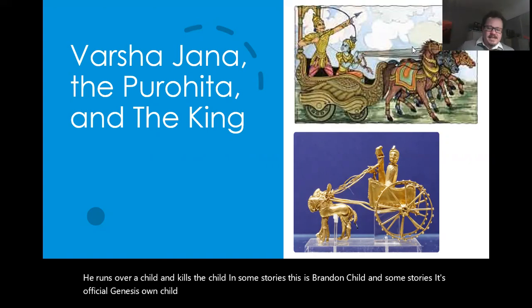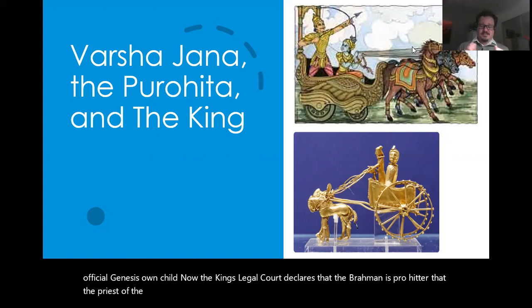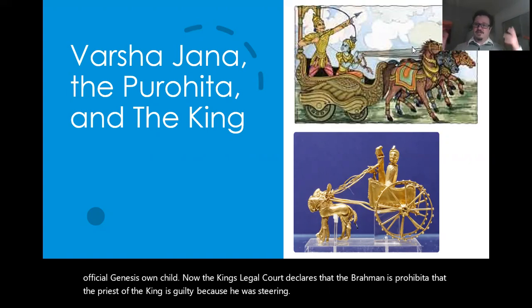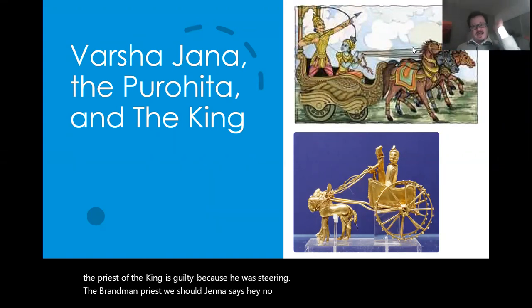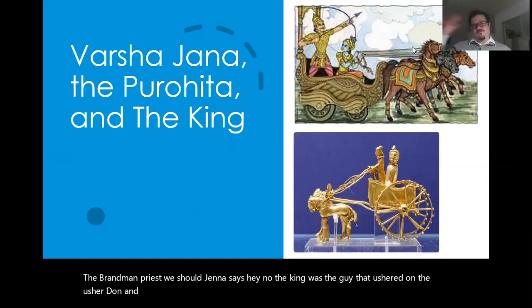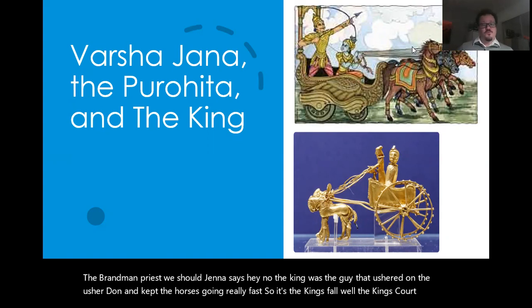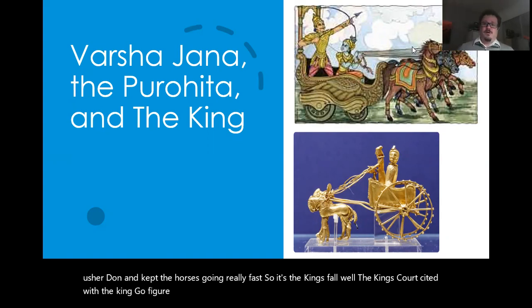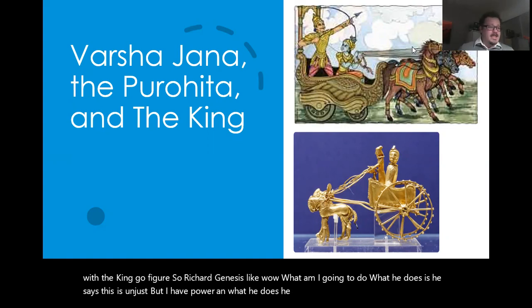Now, the king's legal court declares that the Brahmin Purohita, the priest of the king, is guilty because he was steering. Now, the Brahmin priest, Vrisha, says, hey, no. The king was the guy that ushered on and kept the horses going really fast. So it's the king's fault. Well, the king's court sided with the king. Go figure. So Vrisha is like, wow, what am I going to do? What he does is he says, this is unjust, but I have power. And what he does is he chants a Vedic hymn and brings the boy back to life using this secret mantra.